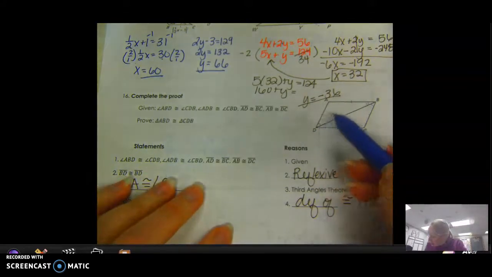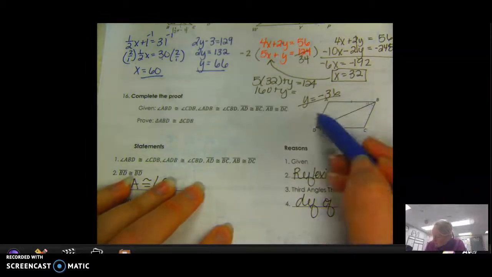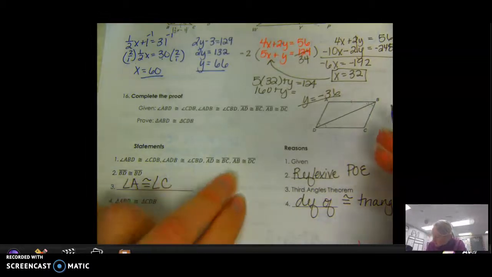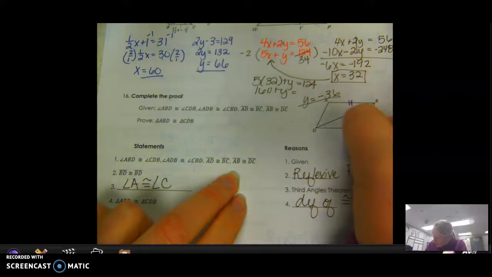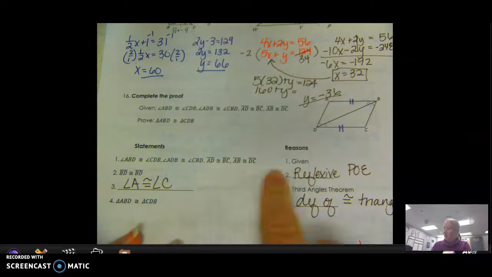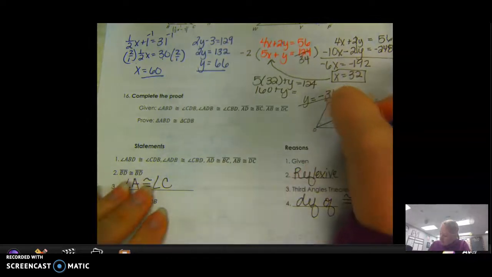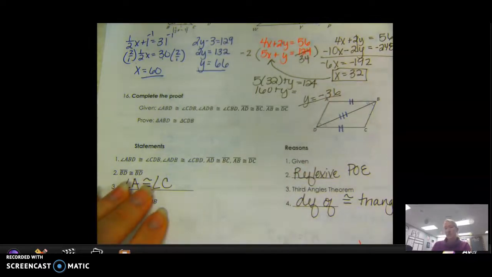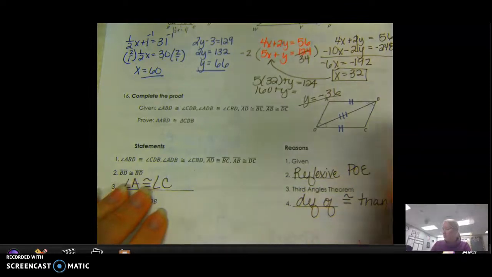So A to D is congruent to B to C. There's 1 tick mark and 1 tick mark. A to B, there's 2 there. And then it is congruent to D to C, there's 2 there. Okay? So they did all that, and that's given. We also know that B to D is congruent to itself by reflexive property of congruence.